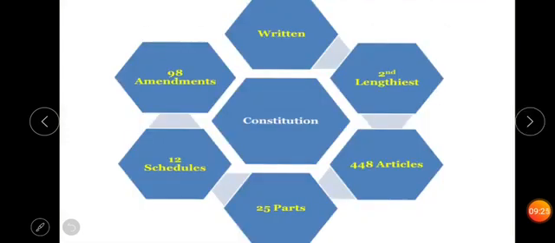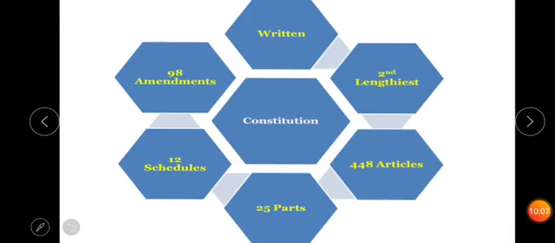Now under that, we can understand something which is special here. What is the speciality of the Constitution? First of all, it is a written constitution. It is in written form. Then, it is the second lengthiest constitution in the world. 448 articles are there. 25 parts are present in the constitution. 12 schedules are there. More than 100 amendments are there. Here I mentioned 98 amendments, but more than 100 amendments have been done.